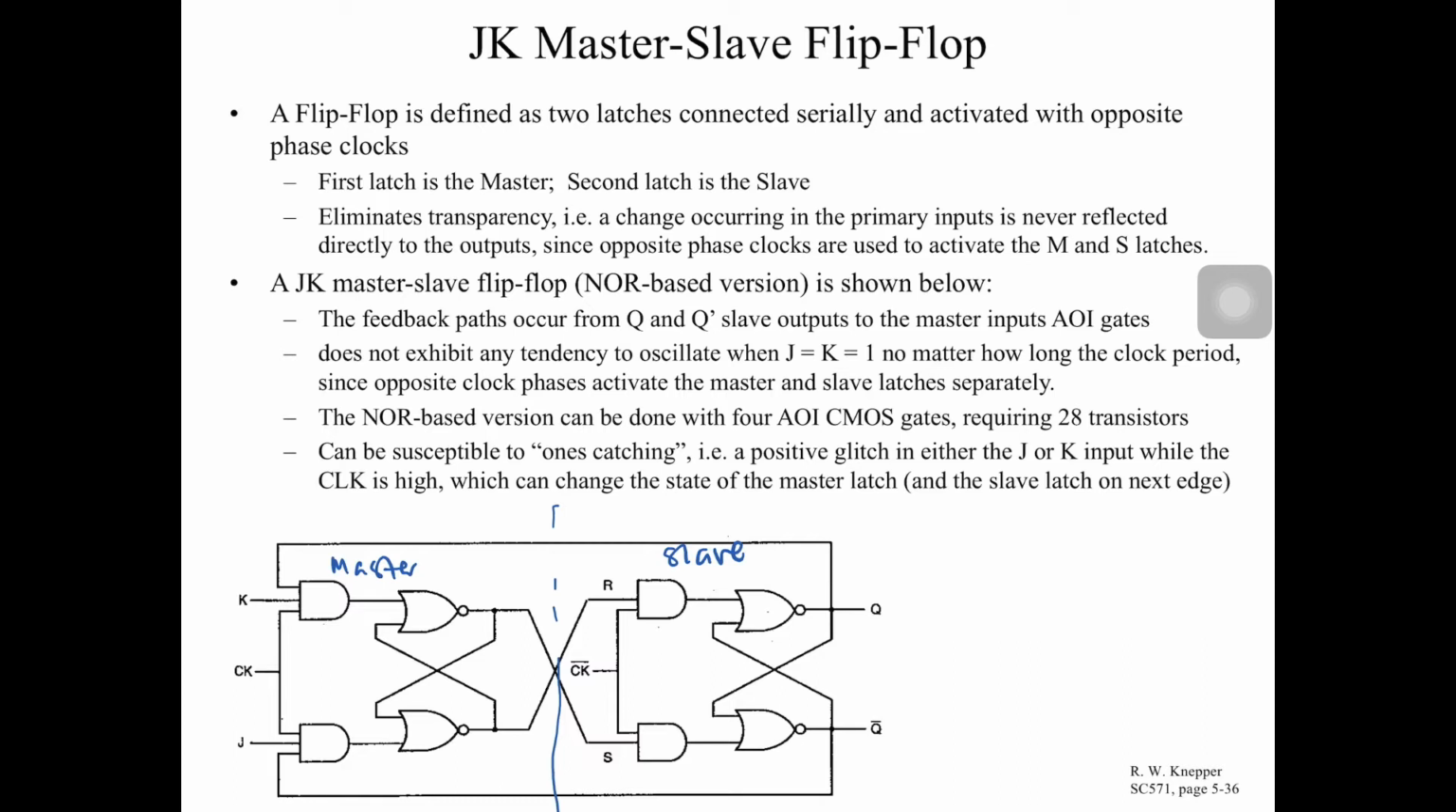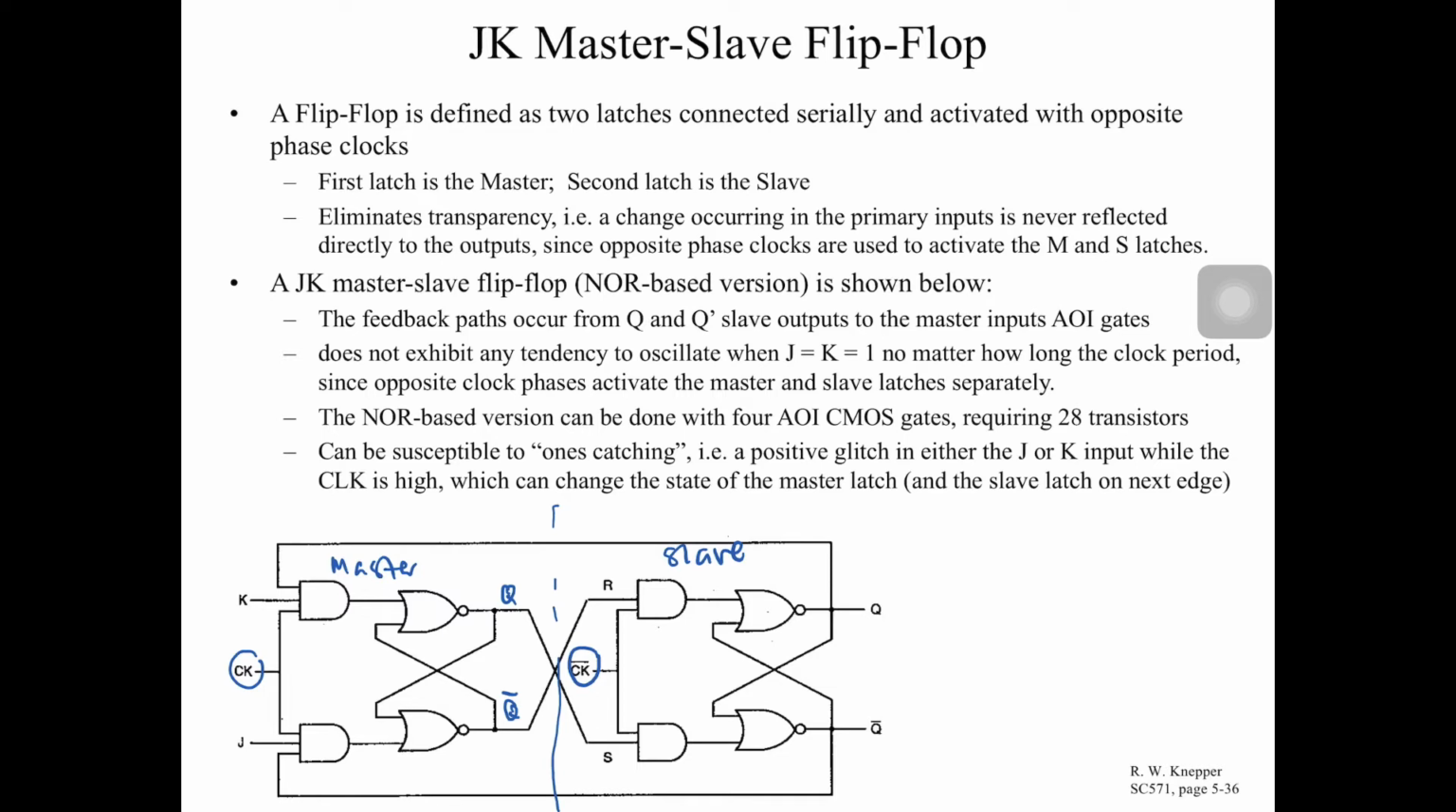It eliminates transparency, so a change occurring in the primary inputs is never reflected directly to the output, since opposite phase clocks are used to activate the master and slave. The first master is activated by clock and the slave is activated by clock bar. A JK master slave flip-flop is shown below, and there are feedback paths from Q to Q bar. Here, this is Q and Q bar.